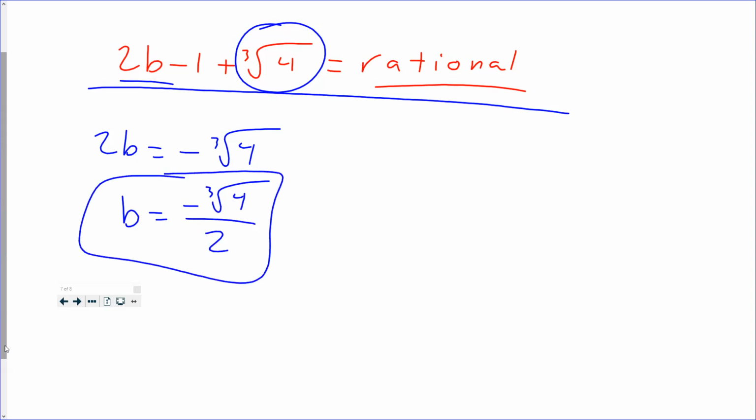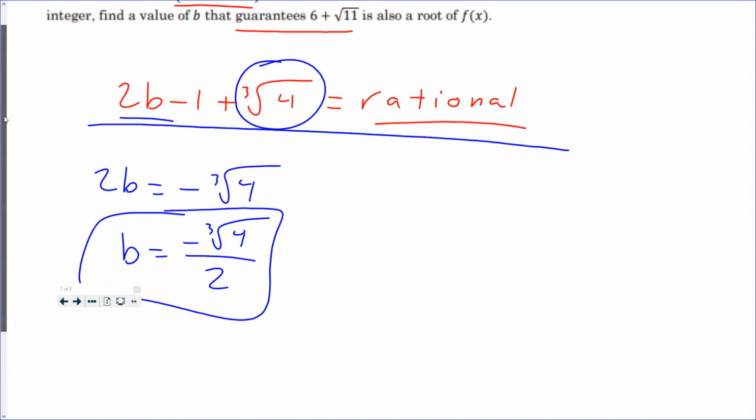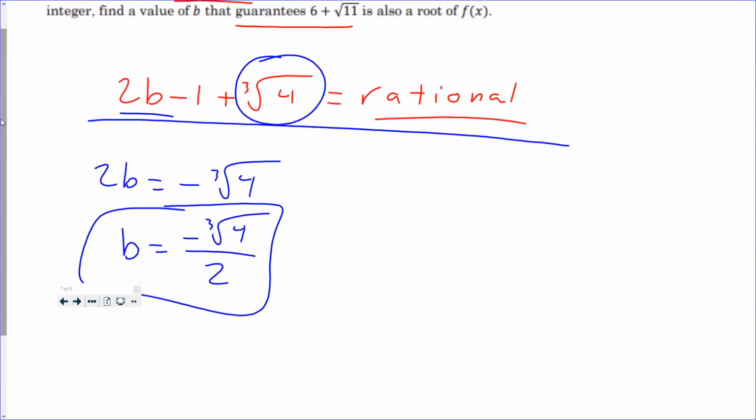Honestly, there's an infinite amount of answers you can have. This is probably the easiest one to go with. That's the one I would use. Does that make sense, guys? Are you okay with that? Good.